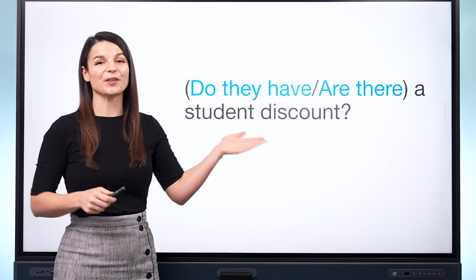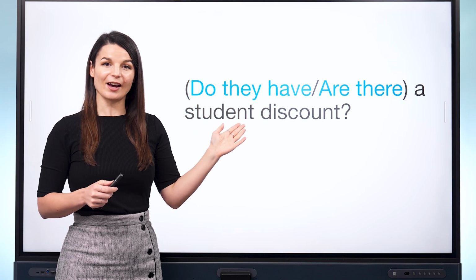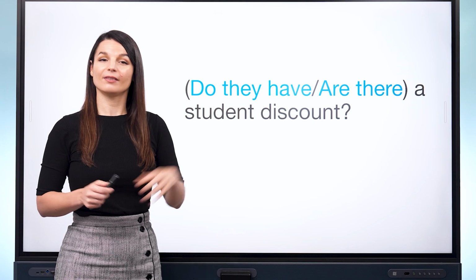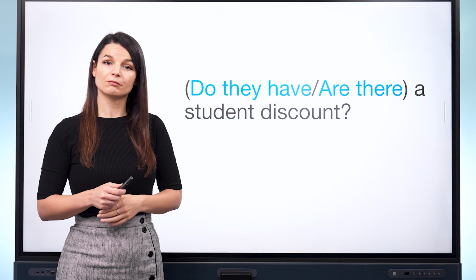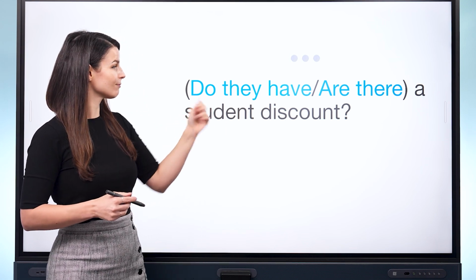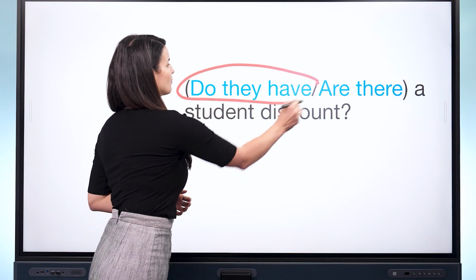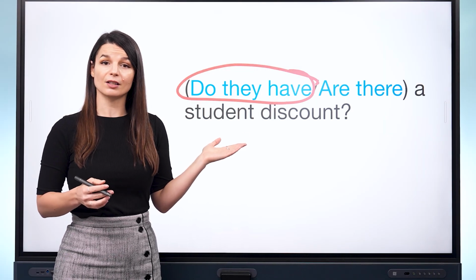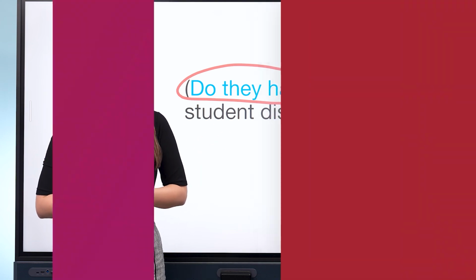Choose the best answer to complete the sentence. Ready? Do they have, or are there, a student discount? Do they have? Do they have a student discount? Do they have is used here because it is grammatically correct.